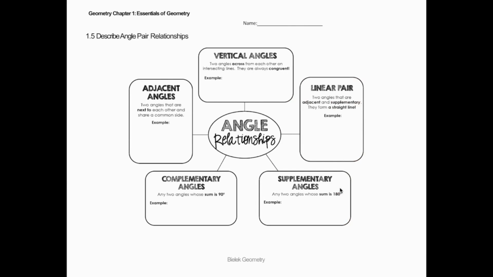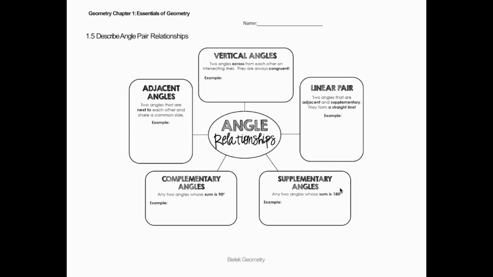Okay, so the next page here is some different terminology. I made you a graphic organizer to help you keep track of all the different relationships. So a lot of this will be things that you likely learned in 8th grade if you had a decent math teacher. If not, you will learn it today.